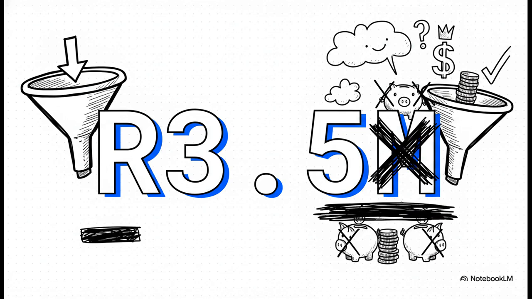If your estate value drops to zero, or even goes into the negative after subtracting this 3.5 million, the funnel closes. You owe absolutely nothing in estate duty. For the vast majority of South Africans, this single rule means estate duty will never even be on the radar.